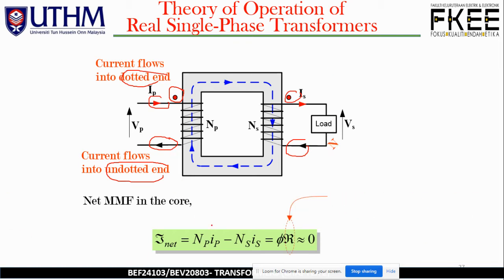So the net MMF, the magnetomotive force, in the core, F net equals NP IP minus NS IS, equal to flux times reluctance. The reluctance over here is nearly zero because of a well-designed transformer.